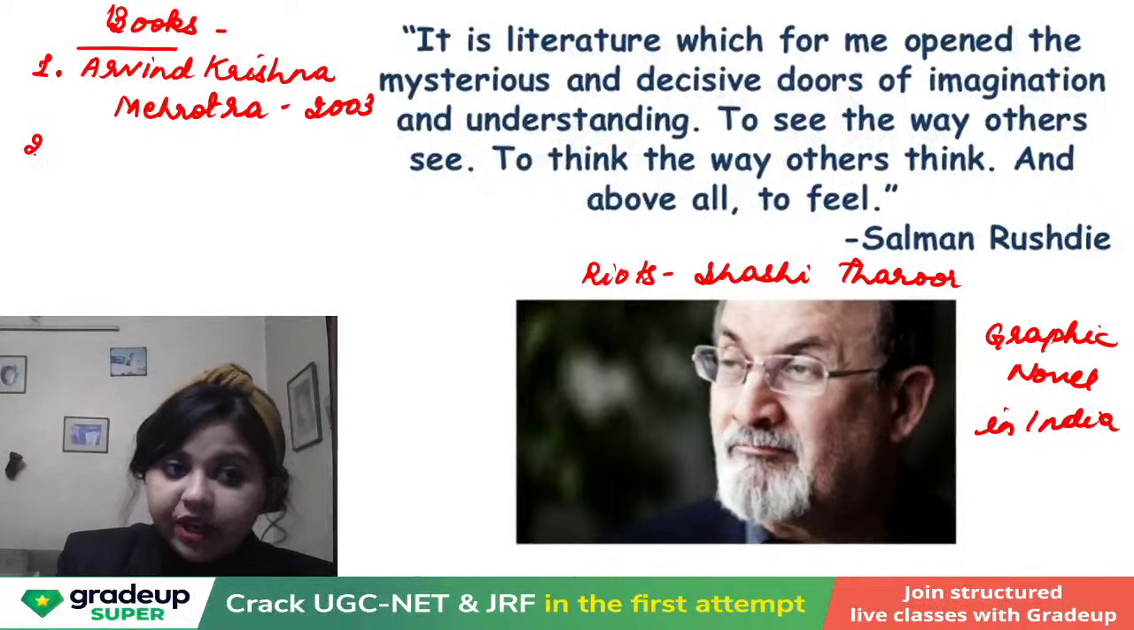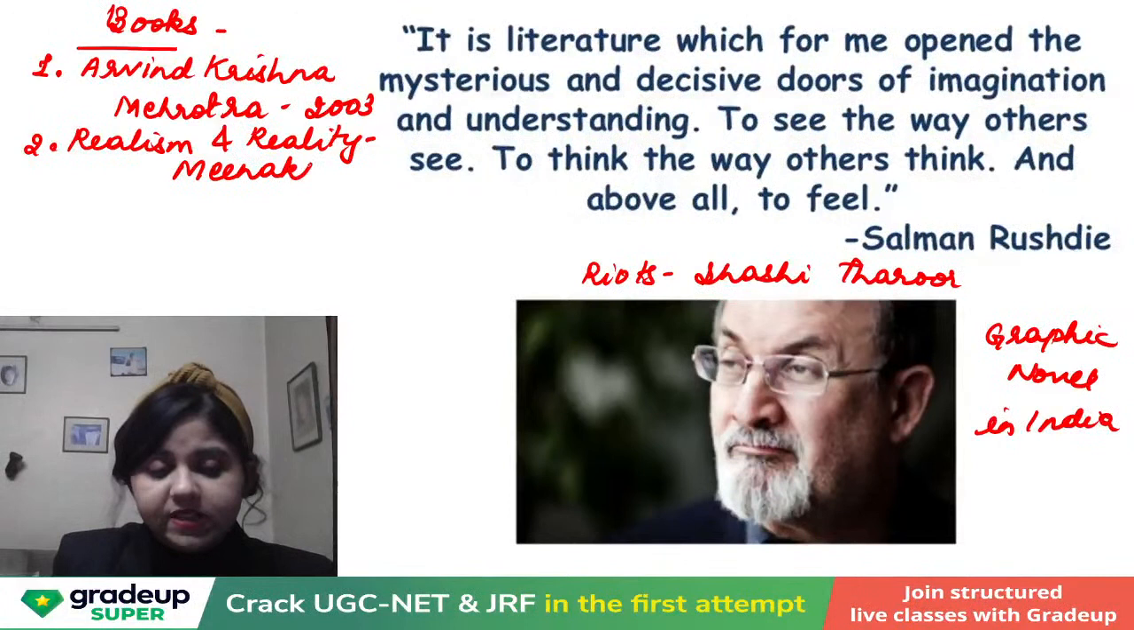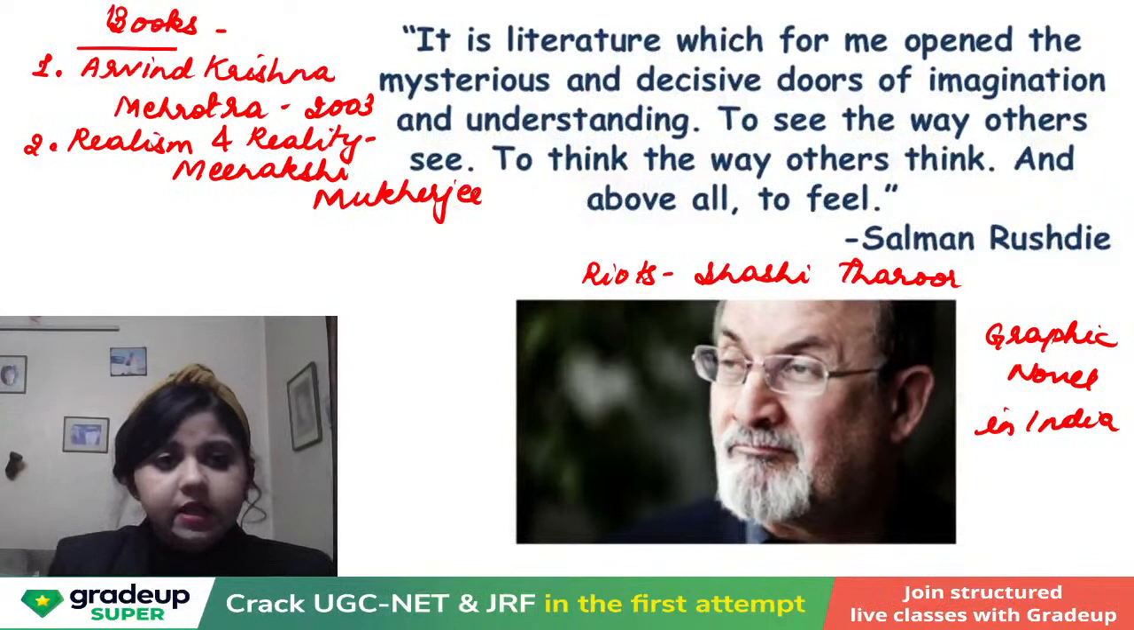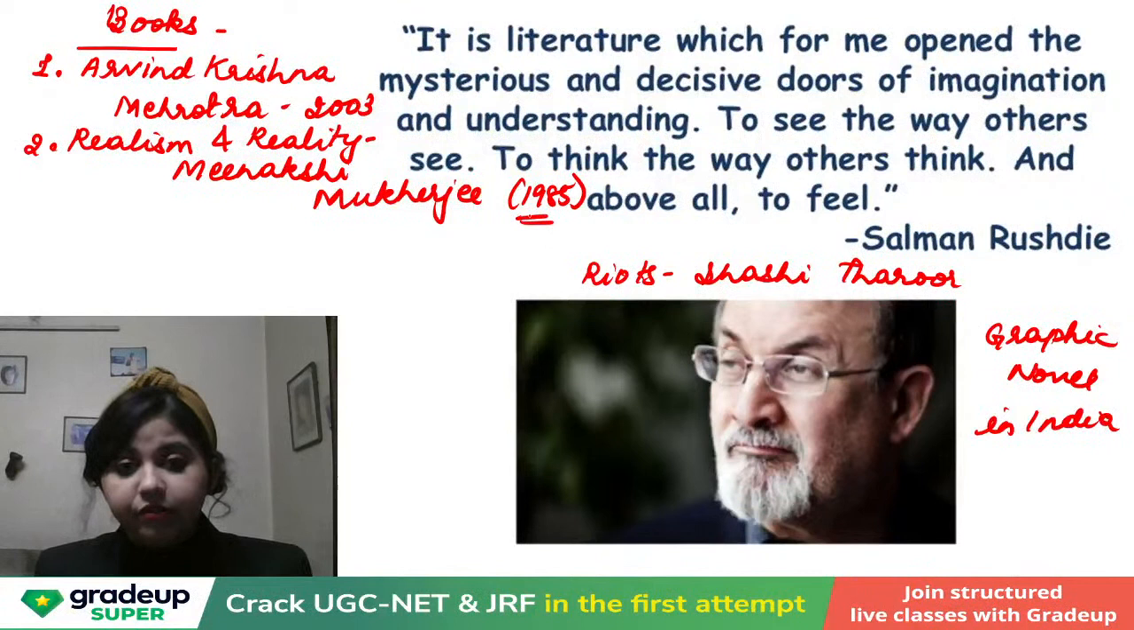So Realism and Reality. She is one of the people from our alma mater, from my college itself. The professor passed away pretty recently, two to three years ago. Meenakshi Mukherjee passed away, right? But this was a book that was almost published in 1985. But why is this book important?